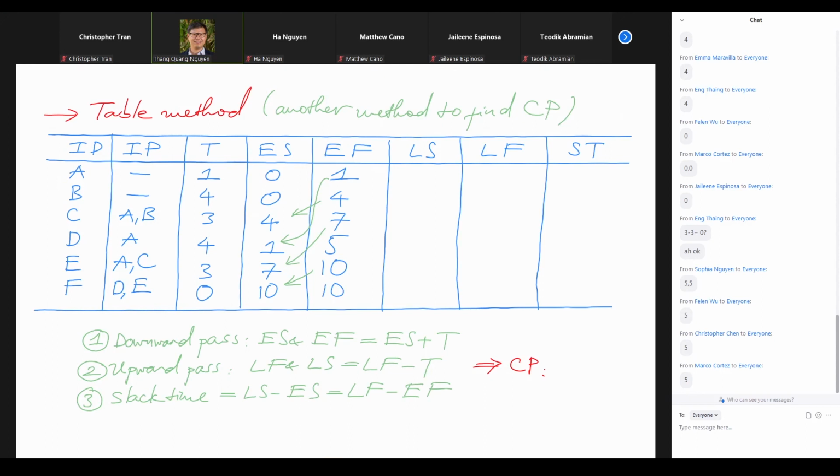So again, that's the downward pass. Like before, that's the forward pass, where we fill in the earliest start date and the earliest finish date. Okay, so after we are done with the first step, now let's do the second step where we do the upward pass. So it's like we're bubbling up in the tank. We go from the bottom of the tank and then we go bubbling up.